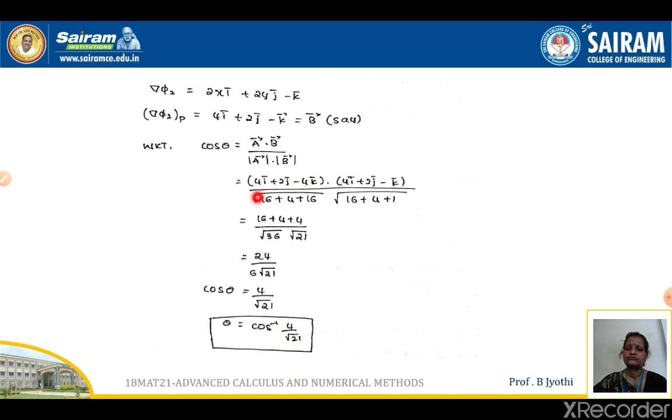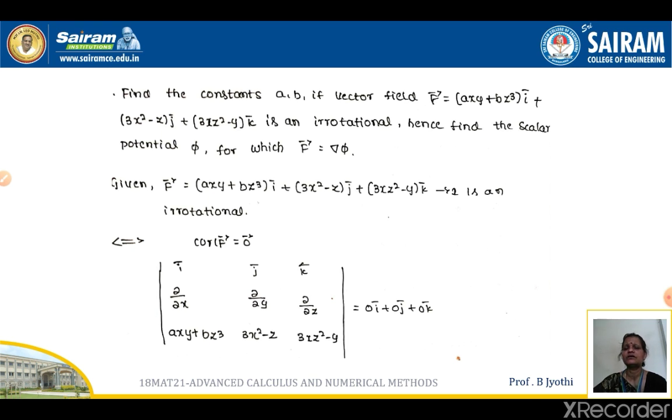So we get 4i plus 2j minus 4k dot 4i plus 2j minus k divided by its magnitudes, that is 16 plus 4 plus 16 and 16 plus 4 plus 1, 4 square, 2 square and then 1. On simplification we get 24 divided by root 36, which is 6, and root 21. 6 and 24 get cancelled, we get 4 divided by root of 21, that is theta is given by cos inverse of 4 by root 21.